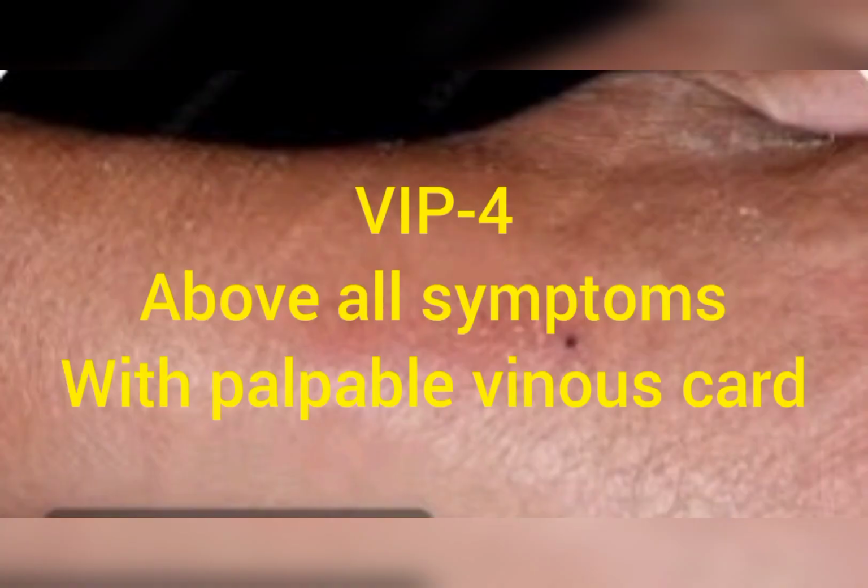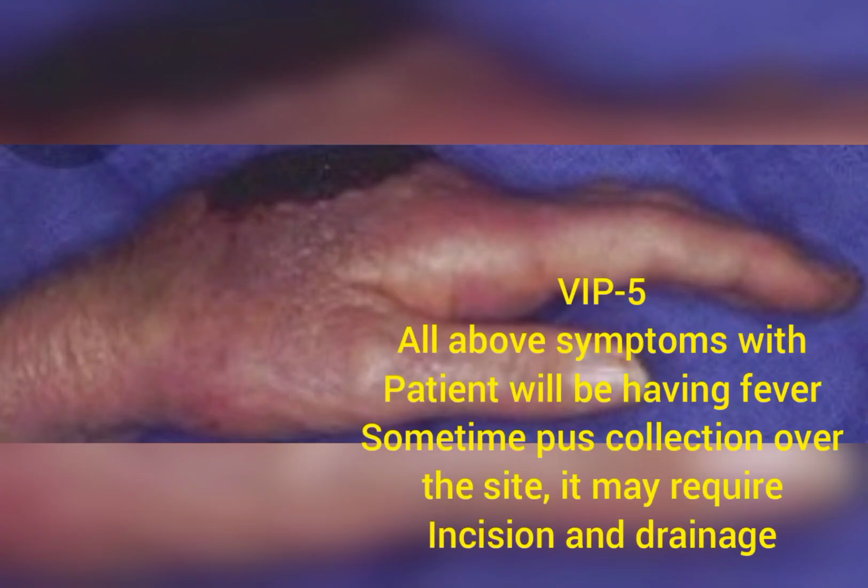There is a palpable venous cord. So along with all the above symptoms, if we see a palpable venous cord at the site, consider VIP 4, and this is the 5 scale, VIP 5. Along with all the symptoms, pain, redness, swelling, there will be a fever for the patient.